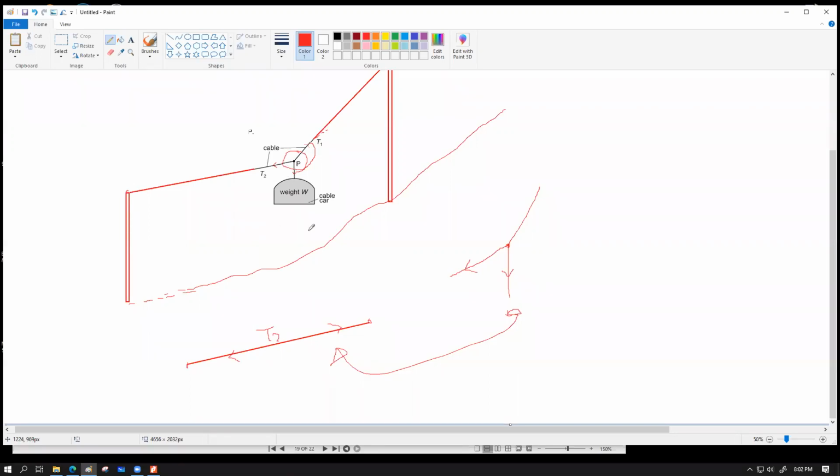If you want to divide these forces into components, the weight is going to have only a vertical component downwards, because it is a perfectly downward force. T2 is going to have an upward component and a rightward component. T1 is going to have a downward component and a leftward component.